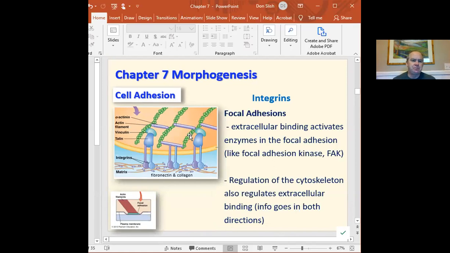And also, with signal transduction going the other direction, the cell can say, okay, integrins, let go, and they'll let go. And then that allows the cell to walk along the extracellular matrix. And that's going to be important for cell migration or cell crawling, the ability to regulate those connections.